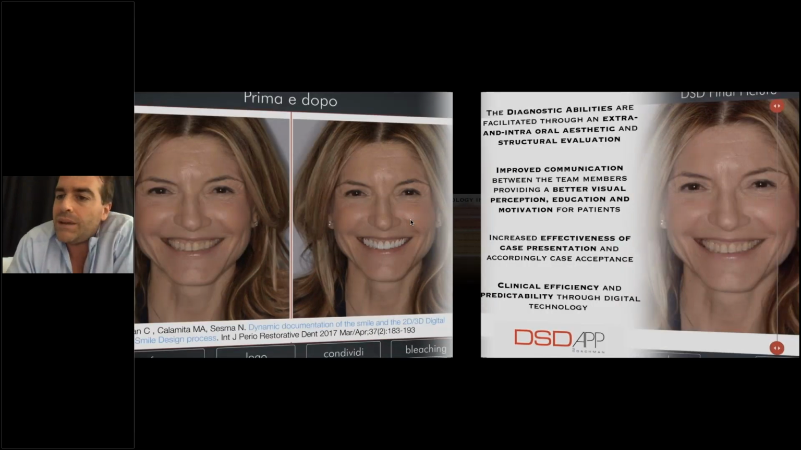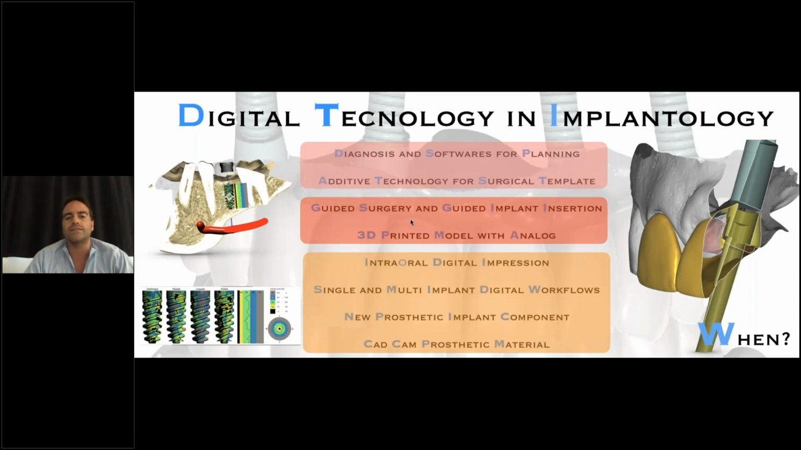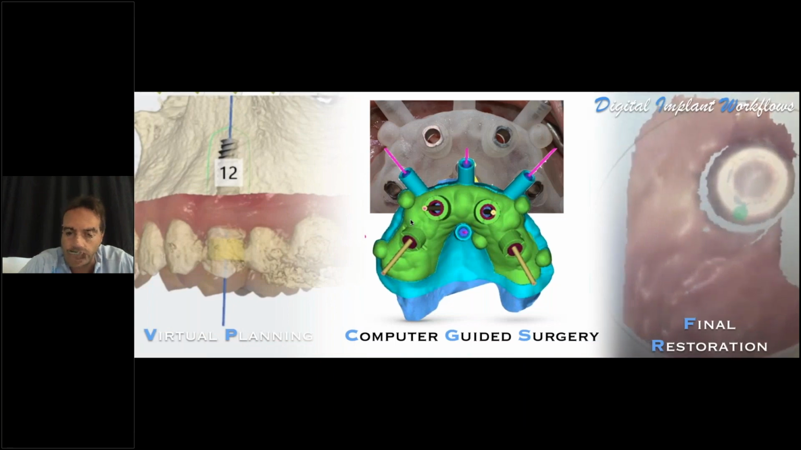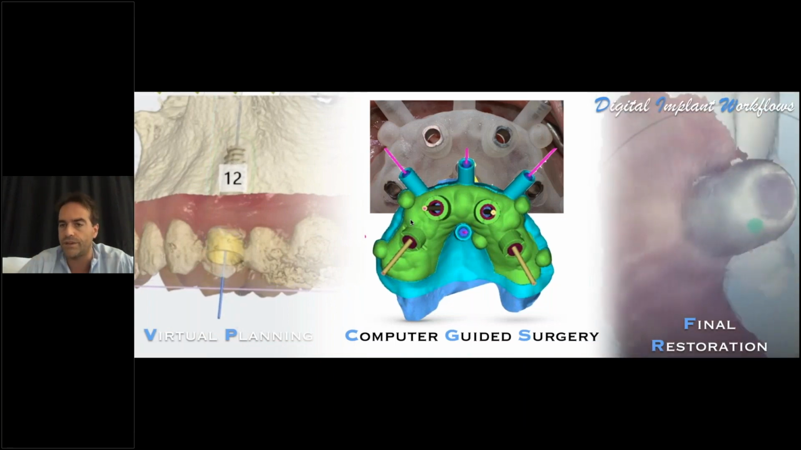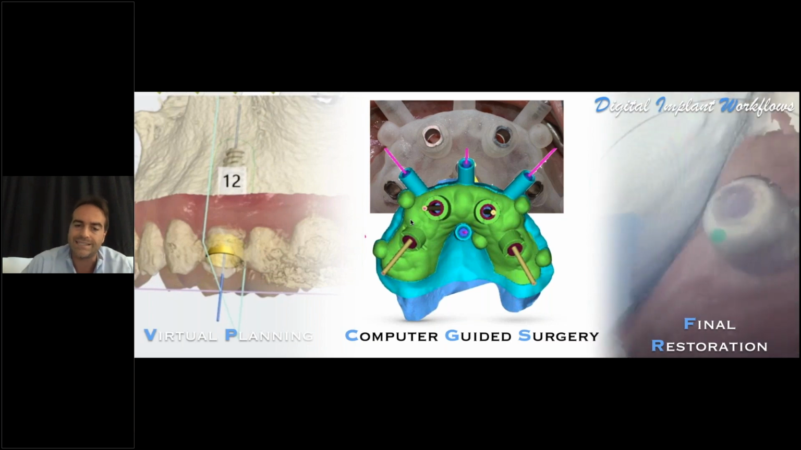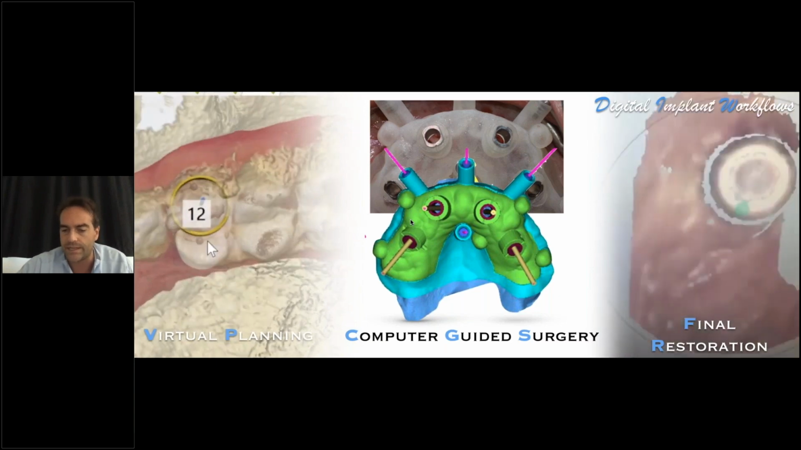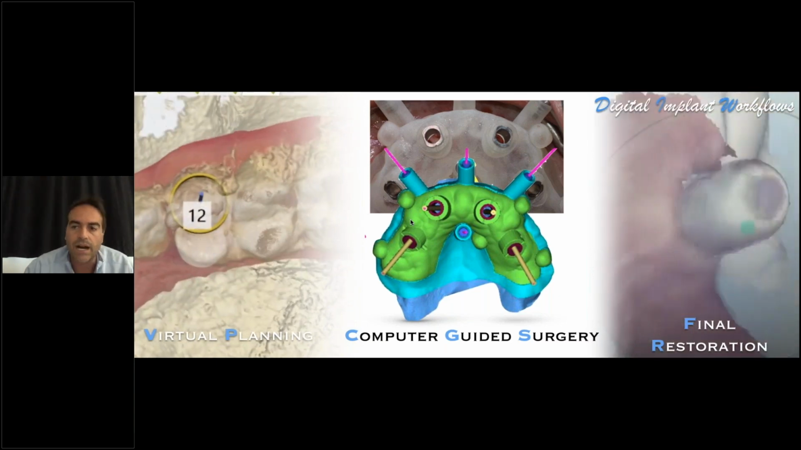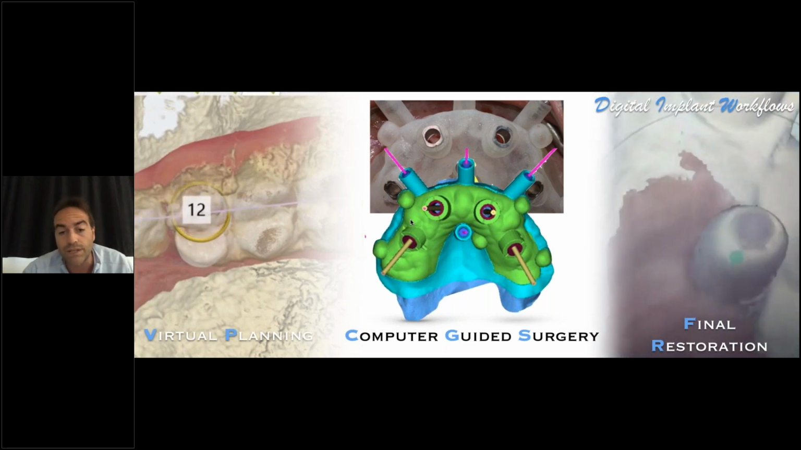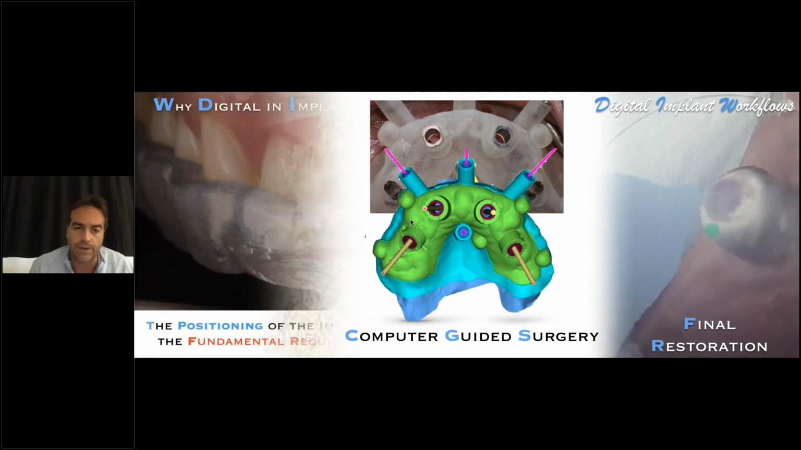And what about implant dentistry? Well, digital technology and implant dentistry are entering in all of these moments that here you see classified into three main classes. We have the virtual planning phase, the computer guided surgery phase, and the final rehabilitation phase. This is where digital dentistry is entering in the different moments of implant prosthetic dentistry, and we will try to see today how this completely changed our way of working nowadays.